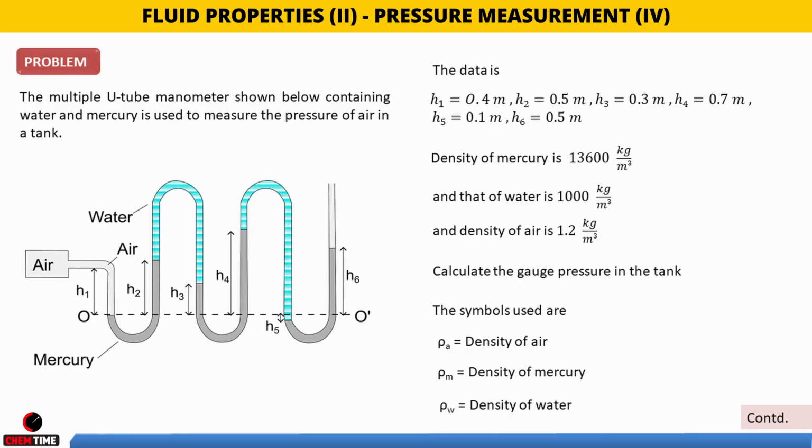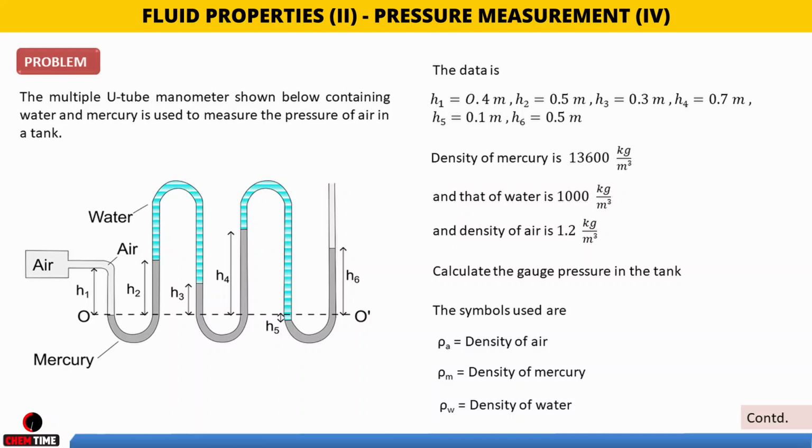The problem that is taken is: the multiple U-tube manometer shown below containing water and mercury is used to measure the pressure of air in the tank. The data on H1, H2, H3, H4, H5, H6 that are marked in the diagram are also given, and it is required to calculate the gauge pressure in the tank.